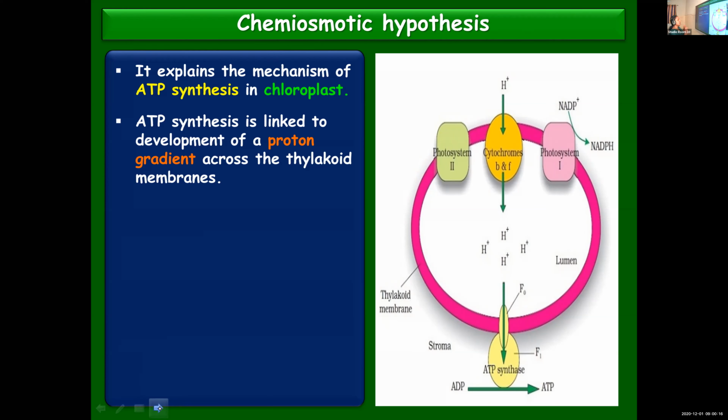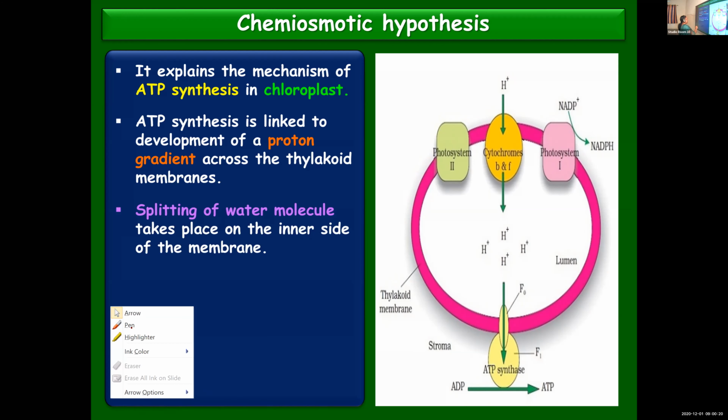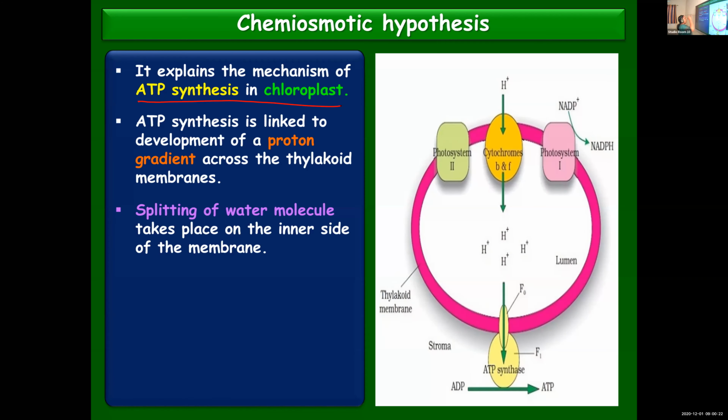The chemiosmotic hypothesis explains the mechanism of ATP synthesis. And if ATP synthesis should take place, a proton gradient should be established across the membrane. Now we are going to discuss the different ways in which a proton gradient is established.